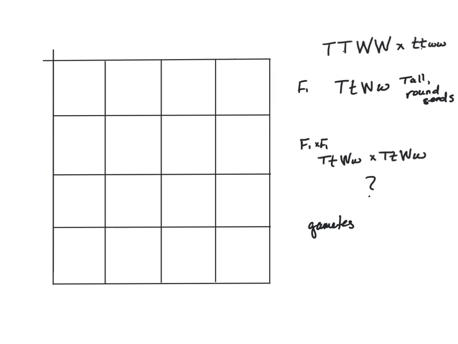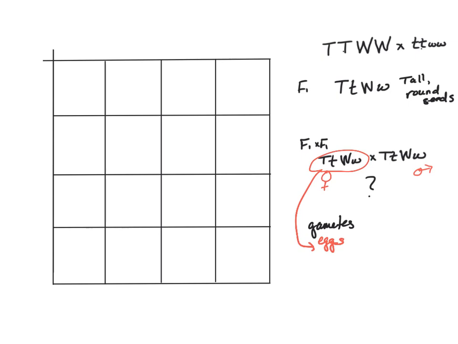Eggs and sperm. If this plant is making the eggs, so this is going to be our female plant, this is going to be our male plant over here. So the gametes here, the eggs from this plant are going to have a couple of possibilities, right?